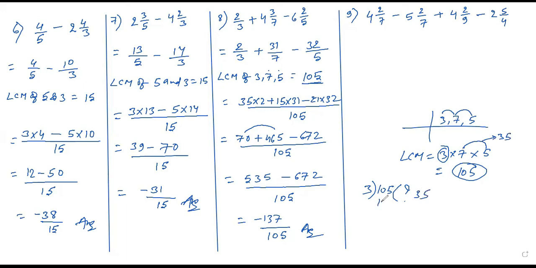So divided by 35 directly. Now check it. 35 into 3: 3 5 15, 3 3 9 plus 1 10, 105. So directly we can write 35. We are dividing by 3 first, so don't count this 3. Just count 7 and 5 and multiply them. So 35 will be the value after dividing 105 by 3. So 35 into 2.